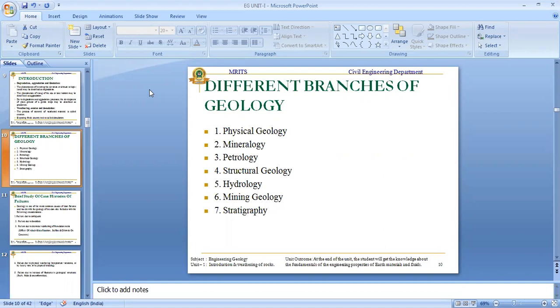And in petrology you can see, petrology will be showing the study of rocks. So petrology means study of rocks. In petrology, the study of rocks.